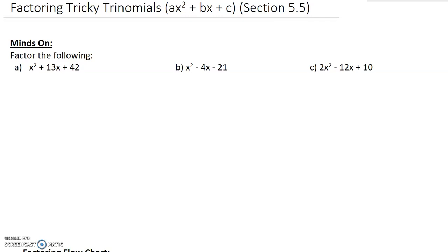The first one is x squared plus 13x plus 42. You should pause the video and try these out yourself, and then you can check the answers with me in a minute. We're trying to find two numbers that add to 13 and multiply to 42. So we need factors of 42. You could start listing all the factors. You don't have to list all of them, but we have 1 and 42, 2 and 21, 3 and 14, and 6 and 7.